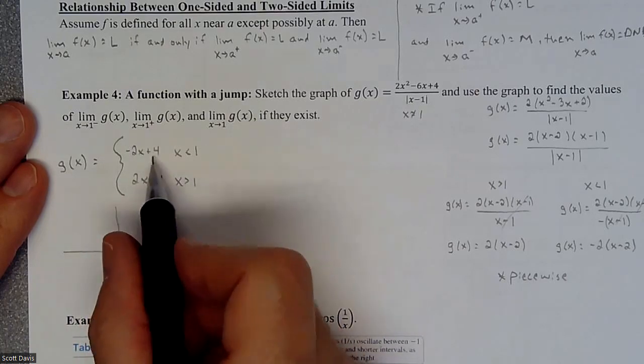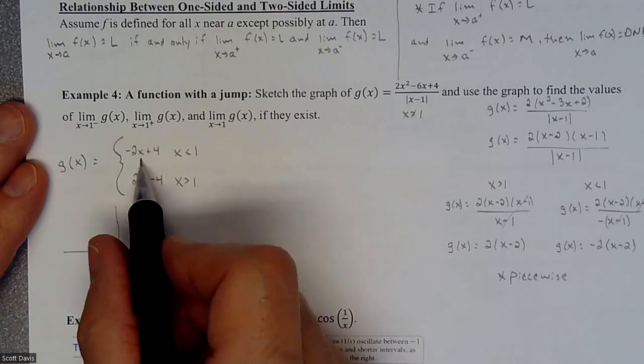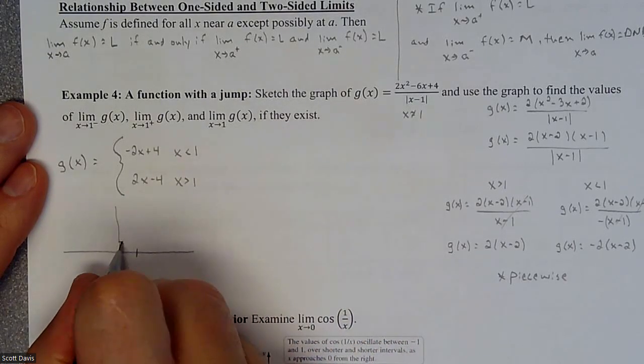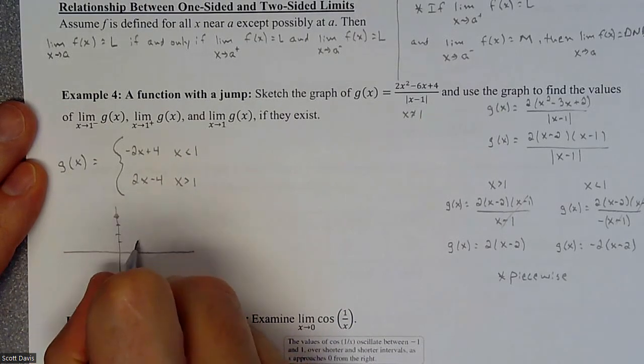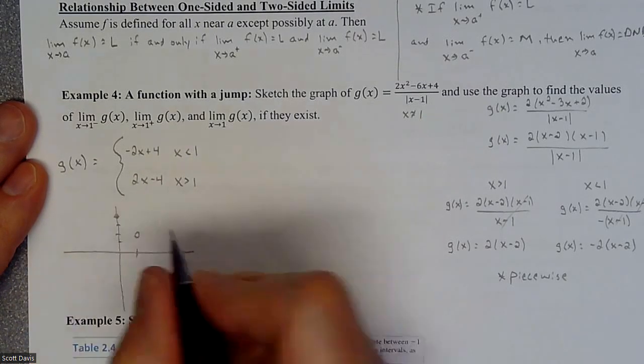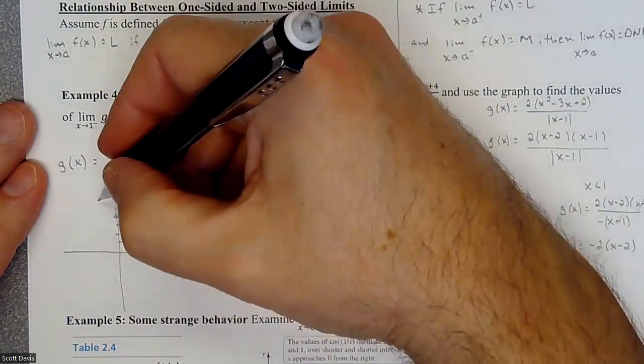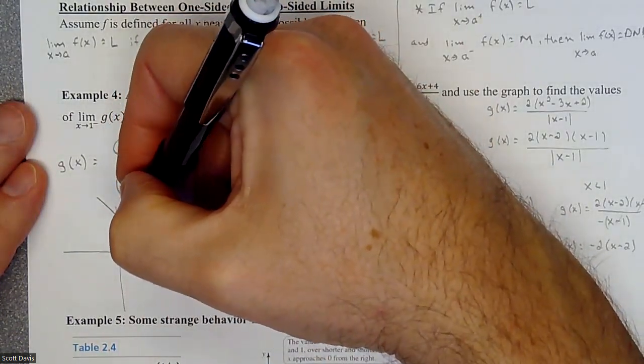I don't know. So this one, we're going to start at a y-intercept of 4. We're going to go down 2 over 1. So y-intercept of 4, down 2 over 1, and I'm going to end with a hole. And so this section is looking like this.